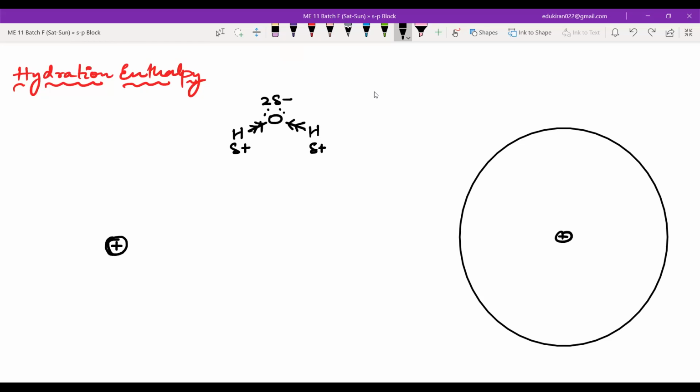Is everyone fine with this? Yes or no? Tell me. These 3 things. Yes, sir. So we have lithium positive and we have cesium positive, and we want to look at how these 2 are interacting with the water molecule.